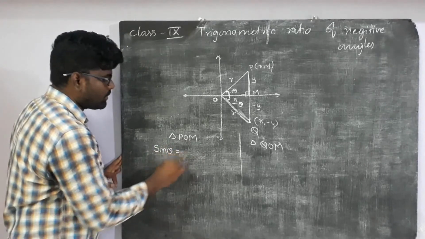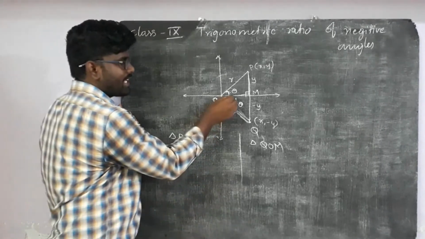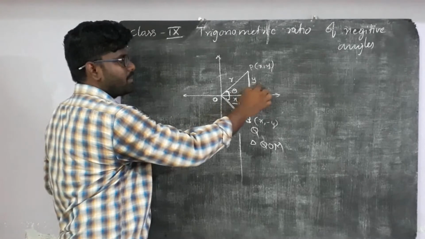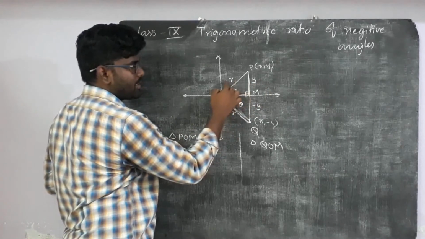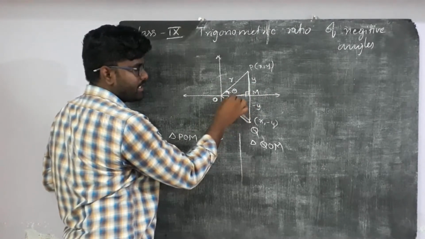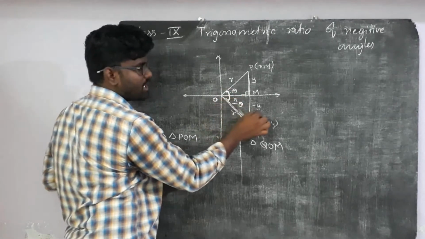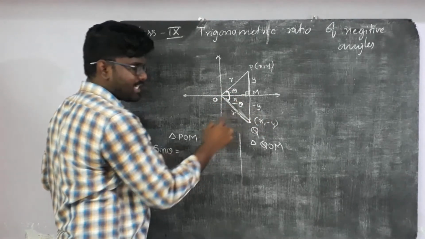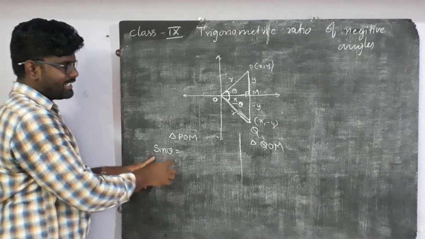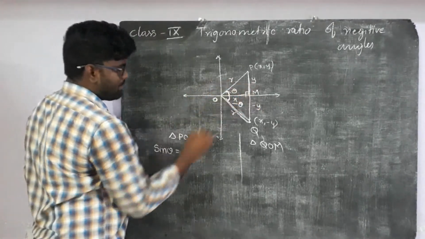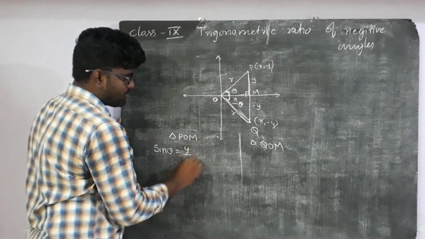Sin theta. What does sin theta mean? Whenever the angle is here, this will be opposite, this will be hypotenuse, this will be adjacent. Whenever the angle is here, this is opposite, this is adjacent, this is hypotenuse. Then what can you write? Sin theta is equal to opposite by hypotenuse, y by r.